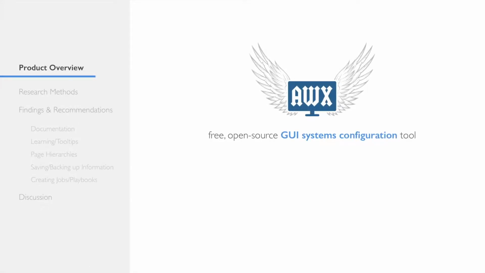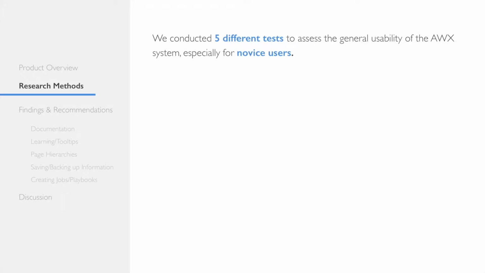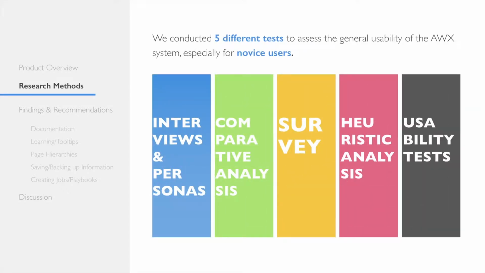For this project, we worked with AWX, a GUI systems configuration tool which runs on top of the Ansible core system. This is a free, open-source tool created by Red Hat Inc. and is used by systems administrators and other managers to schedule and perform server maintenance and to manage human and systems workflows. We conducted 5 different tests to assess the general usability of the AWX system, especially for novice users or for those unfamiliar with Ansible.